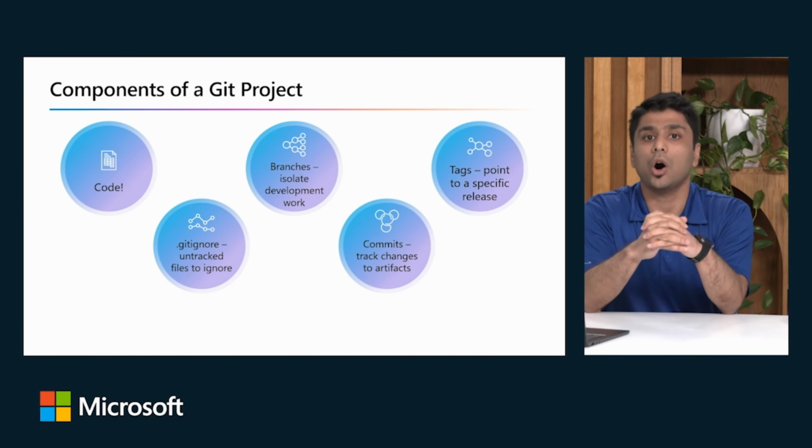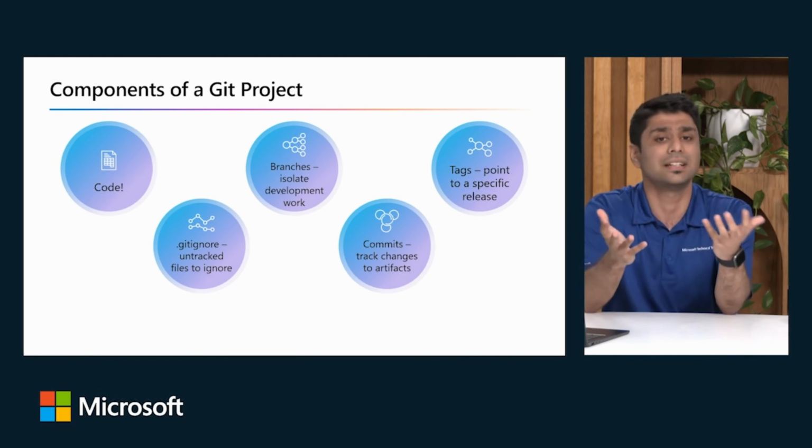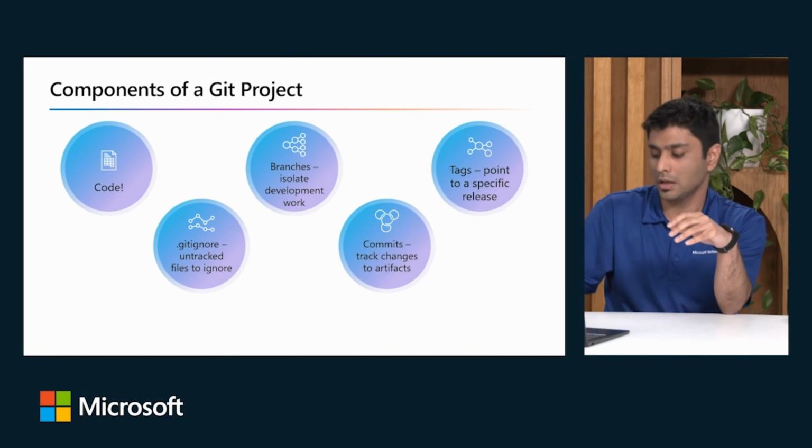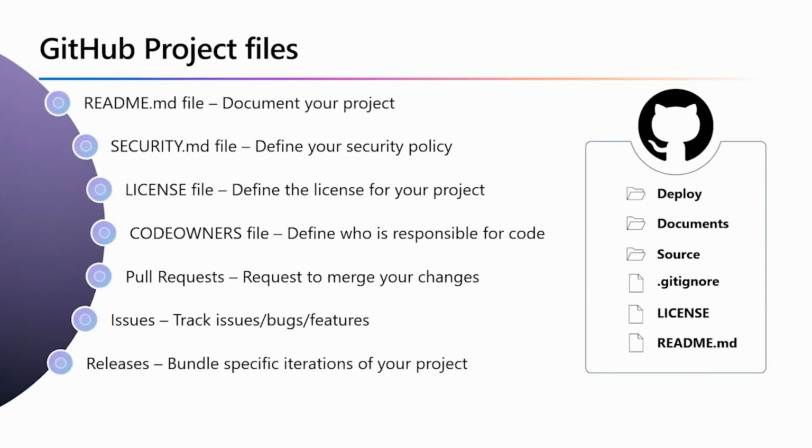Now, tags are often used to mark a specific version. For example, you can tag the most recent commit in branch production as release 3.0. Now, on the right-hand side of the slide, you can see a typical Git project structure. At the top level, we have a readme.md file, a file that works as documentation explaining how to install and set everything up. Then we have security.md, a documentation for your security policy.